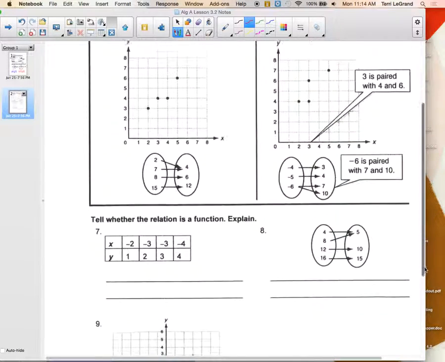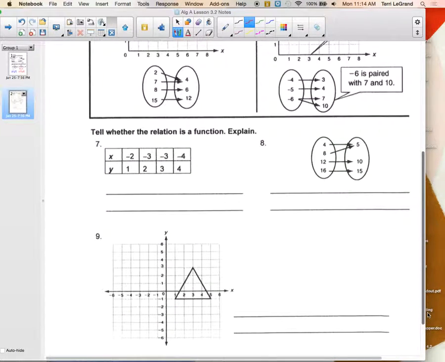Okay, so let's go down here and take a look at number 7. Tell whether this relation is a function and explain. So in other words, you will either say something like, yes, it is a function because each x value has only one y value, or you'll say, no, because when x equals this, it has these different y values. Okay, so what do you think about number 7?